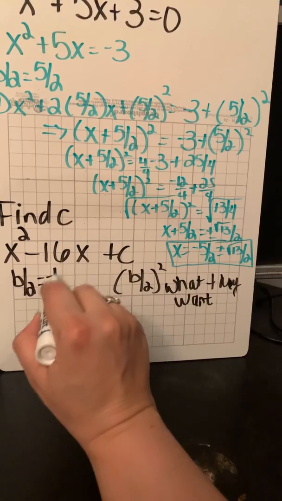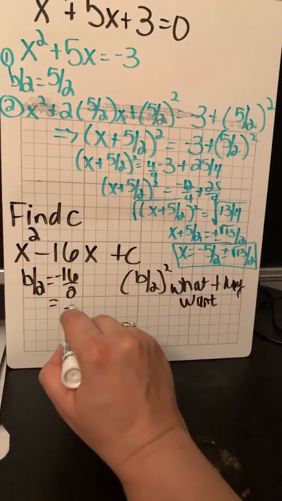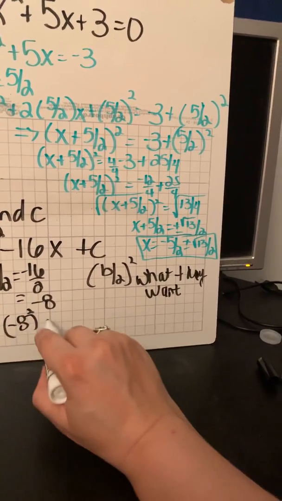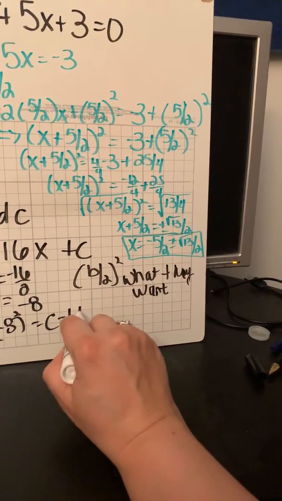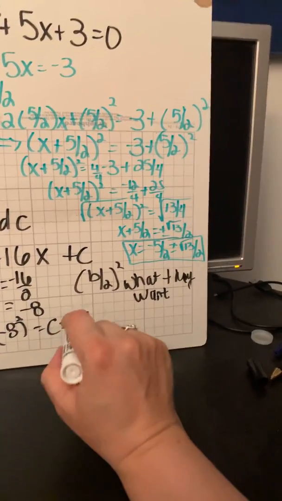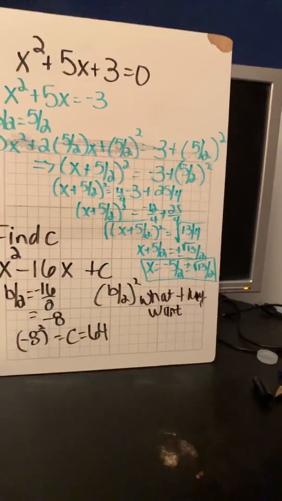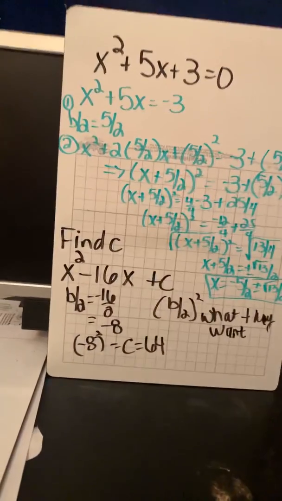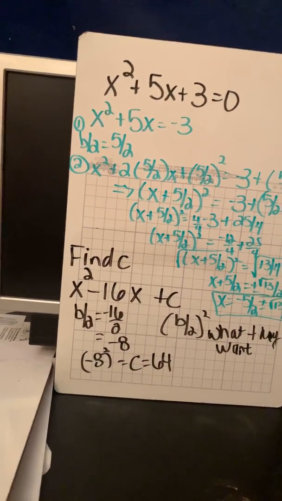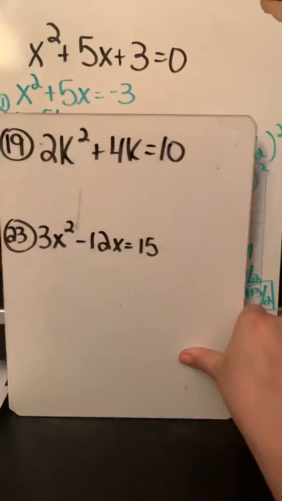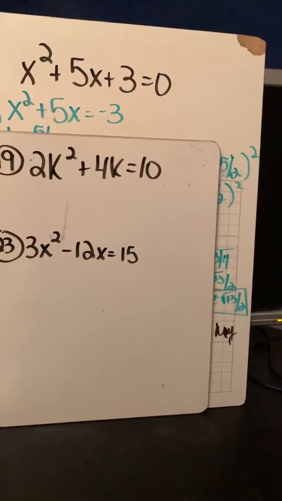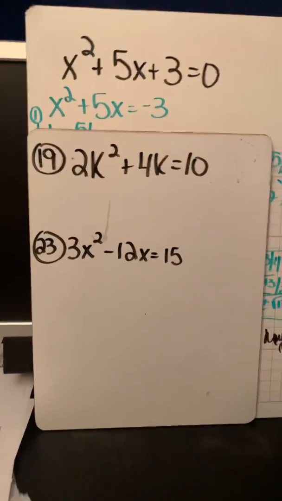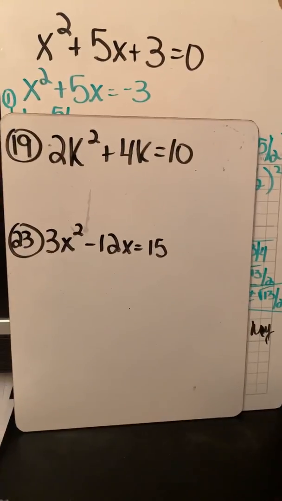b over 2 is negative 16 over 2, which is negative 8. So now let's take negative 8 and square it. That means my c is 64. That's it. That's all they want, just that (b/2)², and they're asking you to find c. So on 19, from your book assignment, they're going to want you to find what b over 2 is. Again, that's what they want you to find on 19, just the b over 2.